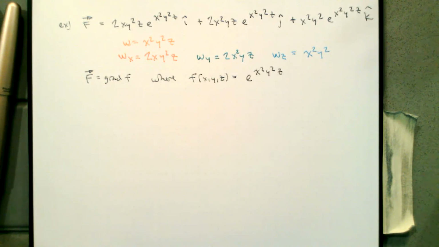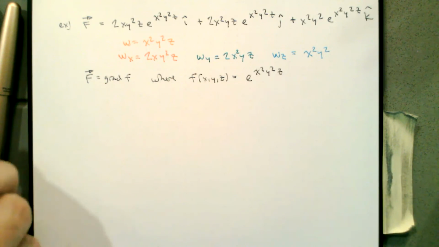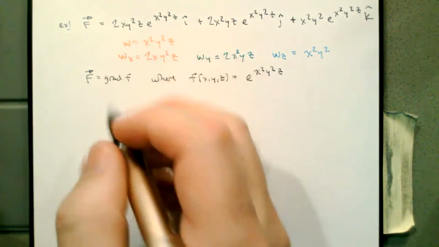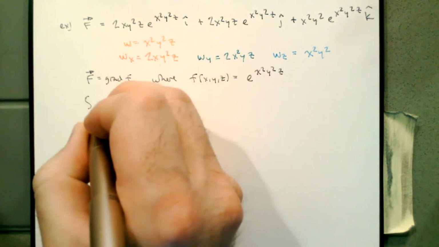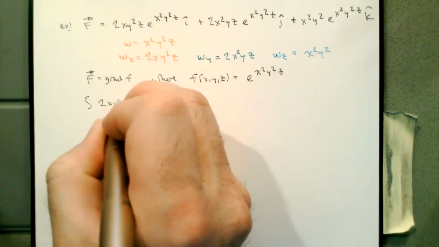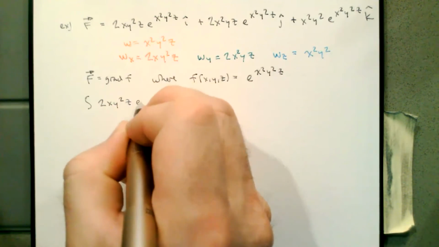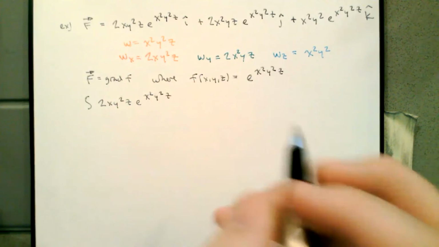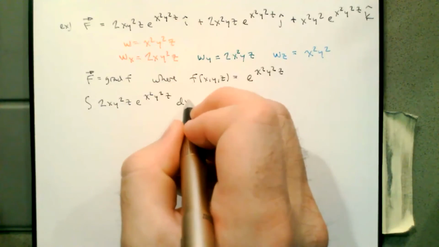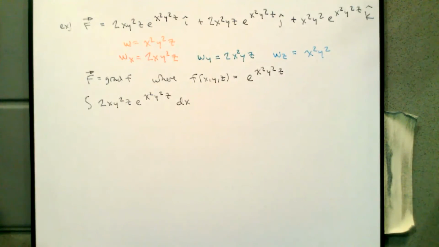So if we think about the integral of 2xy squared z e to the x squared y squared z. I'm just going to use our old school notation. We're thinking of doing this.